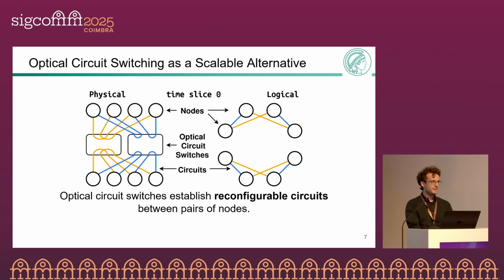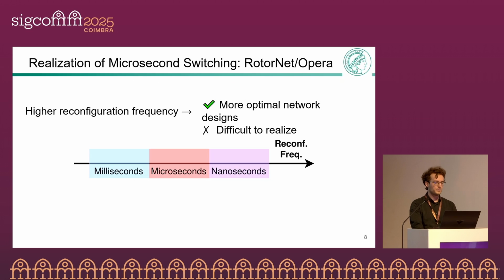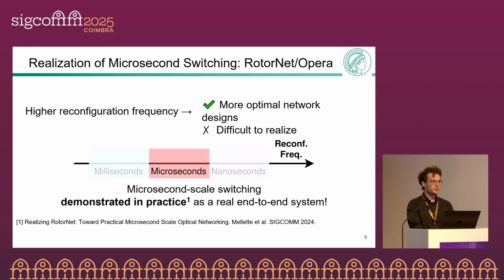Now, the time it takes for these switches to reconfigure is quite an important parameter for network design. This is because how we design a reconfigurable network depends on the reconfiguration frequency of the underlying hardware. While higher reconfiguration frequency will typically lead to more theoretically optimal designs, it will also be more difficult to realize in practice. Nonetheless, just last year, a microsecond switching architecture has been realized and demonstrated in a full end-to-end system, in the RotorNet Opera architecture. And this is going to be the focus of our work.